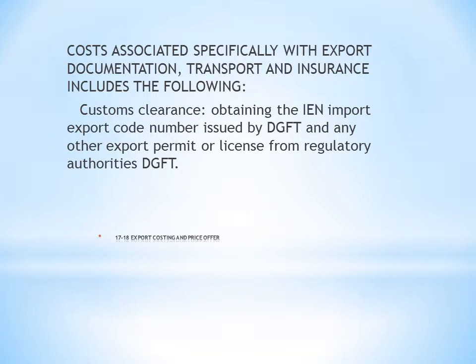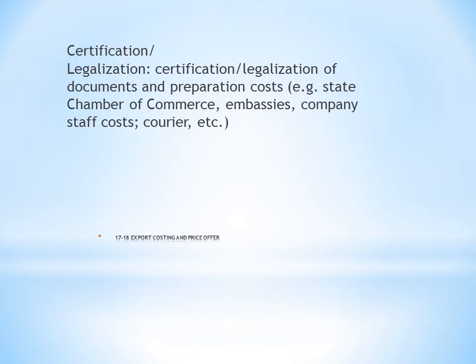Costs associated especially with export documentation, transport, and insurance include the following: customs clearance, that is obtaining the IEC export code number issued by DGFT and any other export permit or license from regulatory authorities. Certification, legalization of documents and preparation cost, for example, State Chamber of Commerce, embassies, company staff cost, courier, etc.